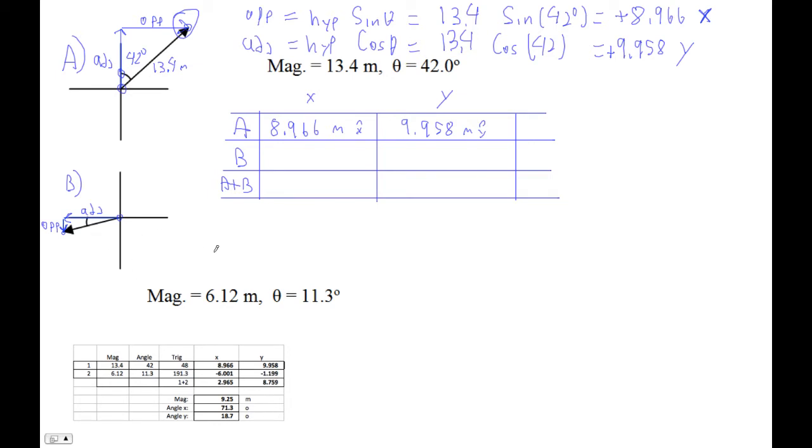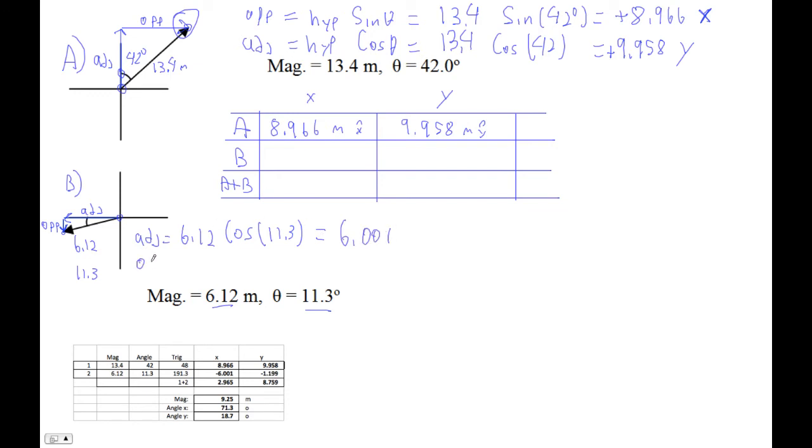Okay? And now I'm going to do the same thing. I'm going to find these sides. I guess I'll just do it here. Okay? So my adjacent side is equal to the hypotenuse, which is 6.12. Oh, and that angle is 11.3 degrees, that little guy right there. So it's going to be 6.12, and since it's the adjacent side, it's cos of 11.3. So 6.12 cos 11.3, right parenthesis, equals 6.001.